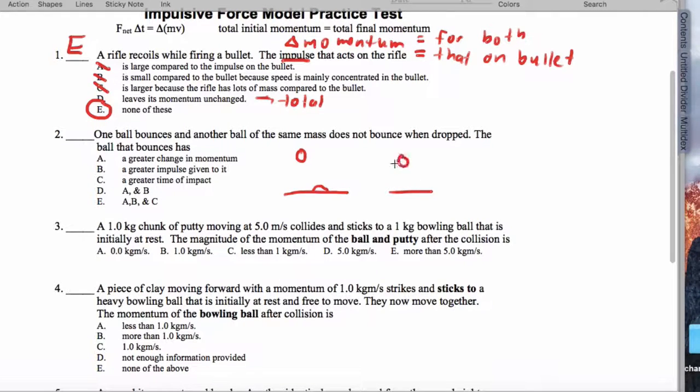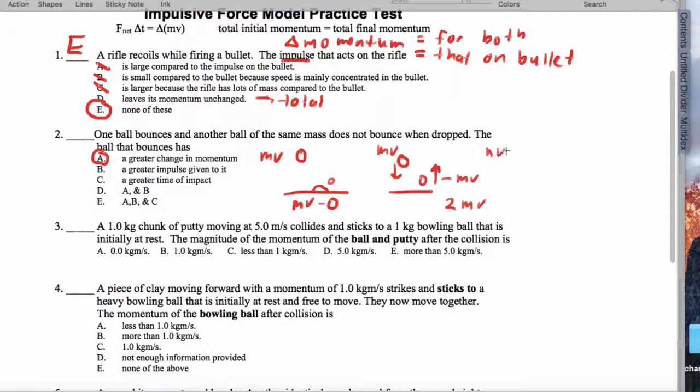Now, we're going to drop one ball and it lands like this. And then we'll have a second ball that falls and then bounces back up. So what's true? Well, when we bounce, we definitely have a greater change in momentum because here we have mv and this becomes zero, whereas here we have mv and then it bounces back at negative mv. So the momentum change here is 2mv versus plain old mv.